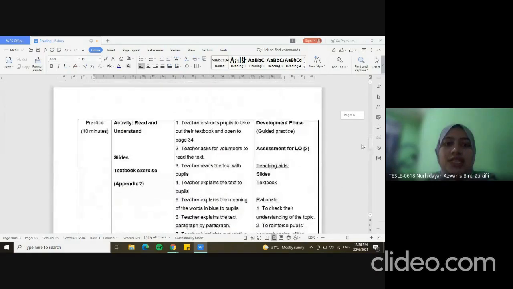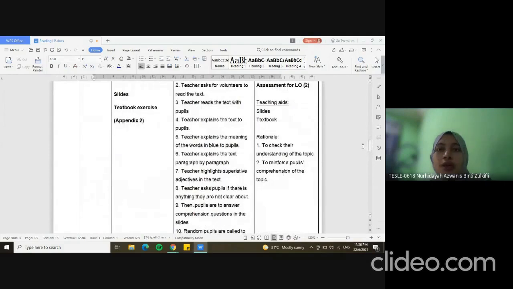The teacher will call the pupils to read the text, and after the students have read the text, the teacher will then explain the text further with the pupils. Along with the explaining, the teacher will also explain the meaning of the blue words in the text. In the text, there are a few words that have been highlighted in blue color, and the teacher will explain. And after that, back to the objective of the day, which is to learn about superlatives.